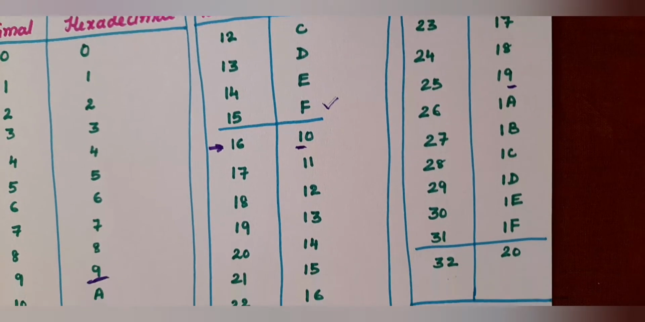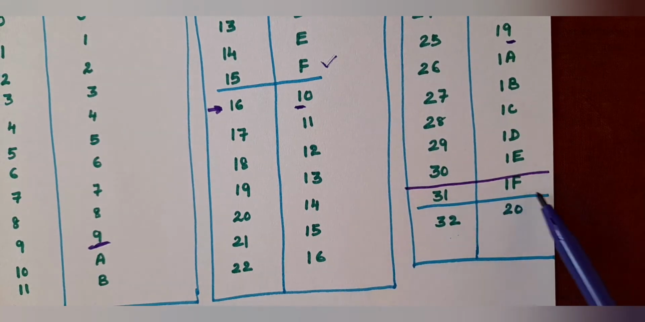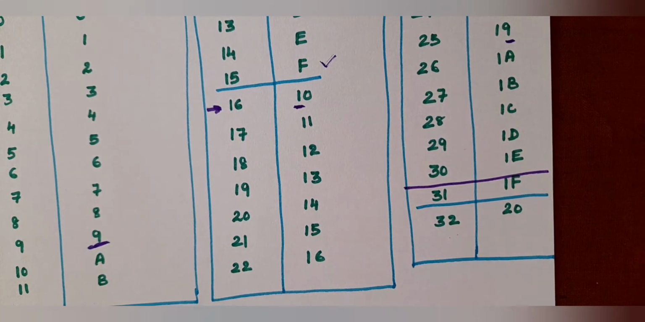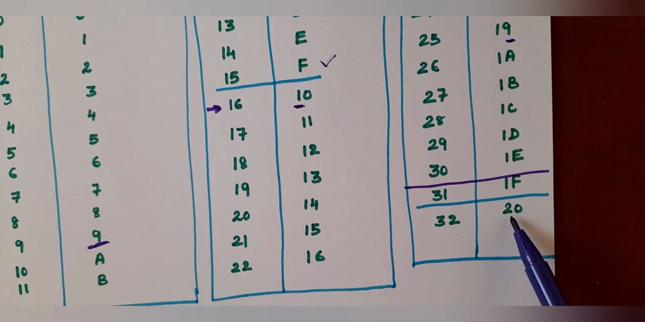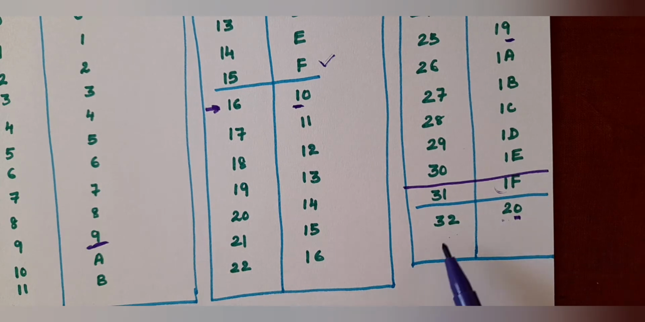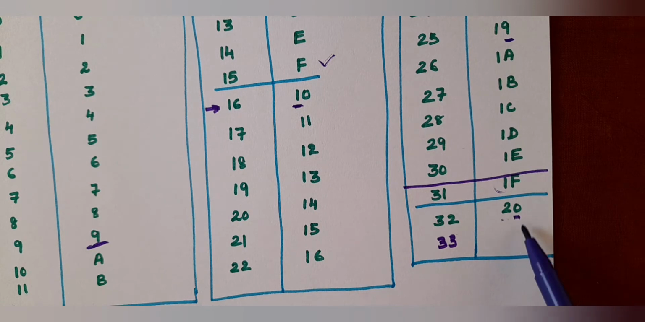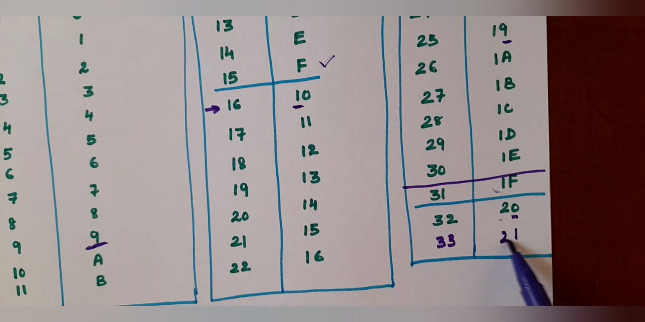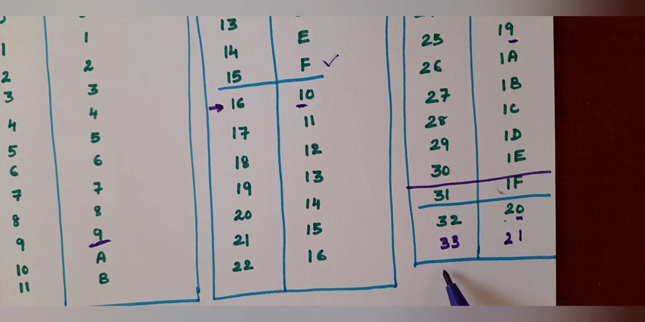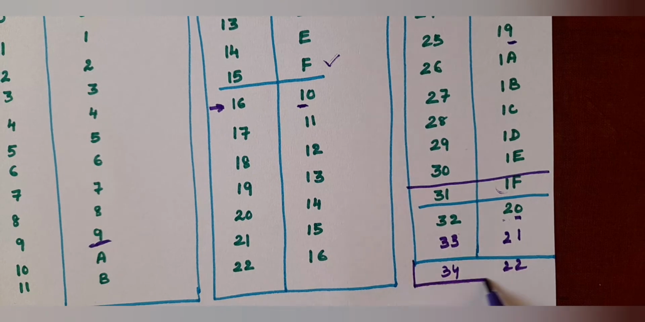Okay. After 1, now 31, what is 31 coming now? 1F. What will be 32? It will be 0, the series here is 1, now the new series will be 2, so it becomes 20. So, what will be 33 now? After 0, the next number is 1, the new series is 2, so 21. What will be 34? It will be 22, and so on.